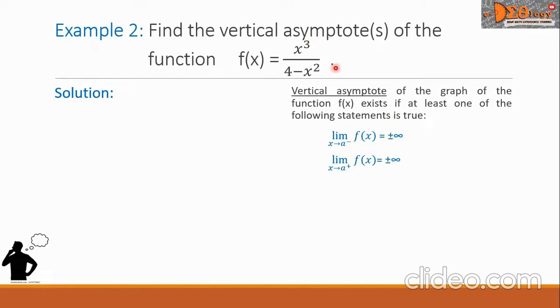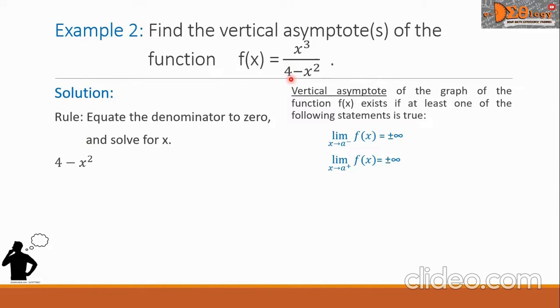Considering the function here, this will approach positive infinity or negative infinity if the denominator becomes 0. So what we're going to do, we're going to equate the denominator to 0 and we will solve for x. So we write the denominator 4 minus x squared and this will be equal to 0. Let us solve for x. The negative x squared we will transpose to the right. So it becomes positive x squared.